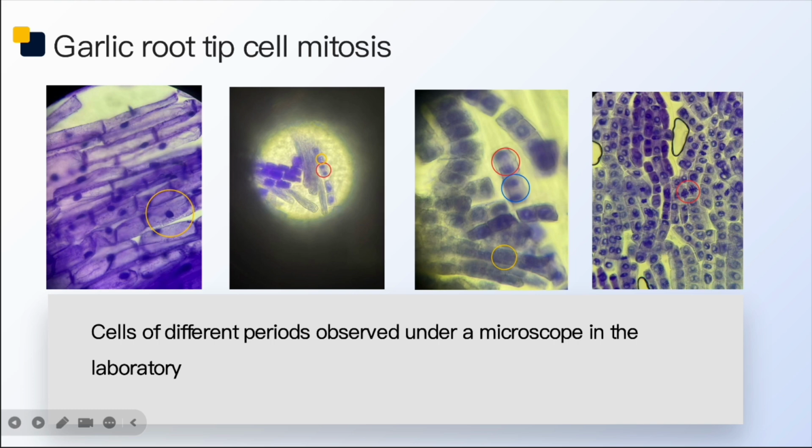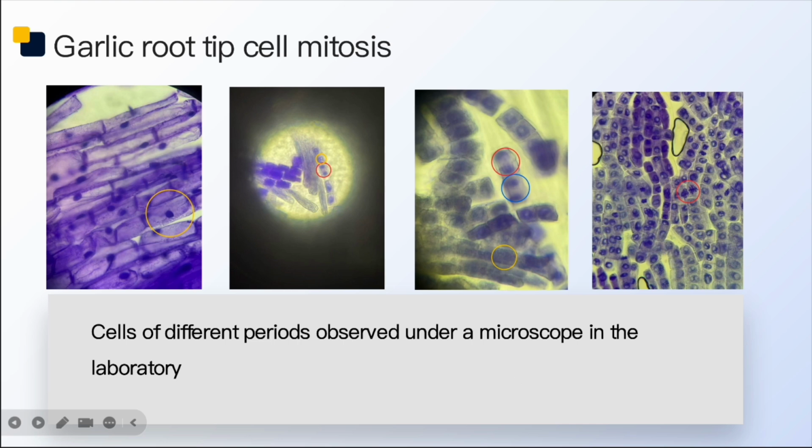Here is the picture of our observation, the cells of different periods observed under a microscope in the laboratory. In interphase, the cell nucleus appears round or oval, and most cells in figure 1, this one, are in this period, and the yellow circle one is the typical one of this stage. In prophase, the chromosomes gradually condense into structures, and the yellow circles in figure 2 and figure 3 are about this phase.